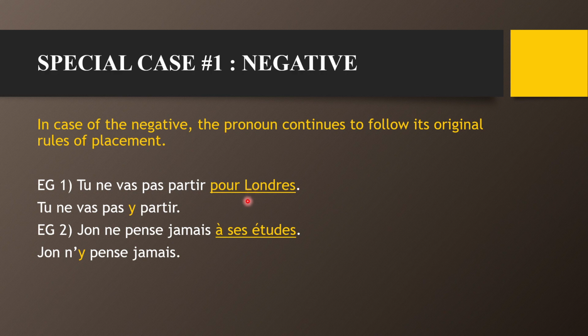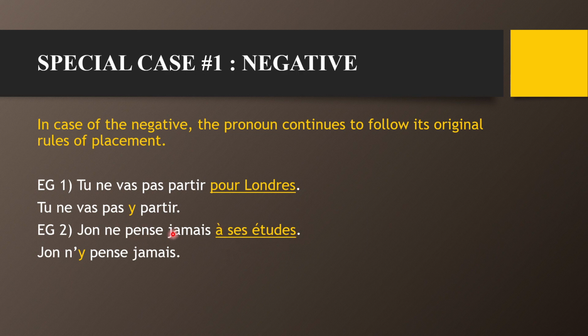You will place the Y now where? Since you have one conjugated, one full, you have to place it before the full. Do not be bothered by the negation. It does not make a difference. Tu ne vas pas y partir. You will not leave there, or you will not go to that place. Okay? John ne pense jamais à ses études. John never thinks about his studies.